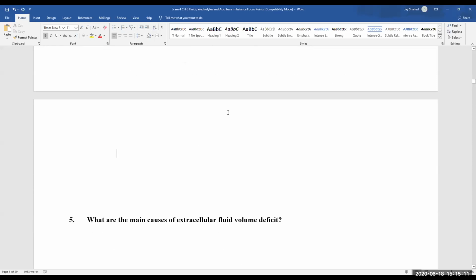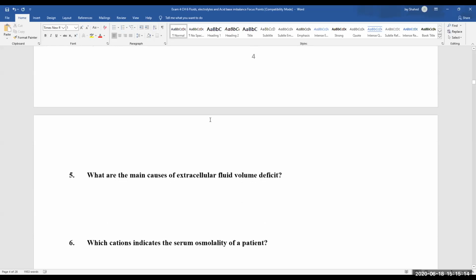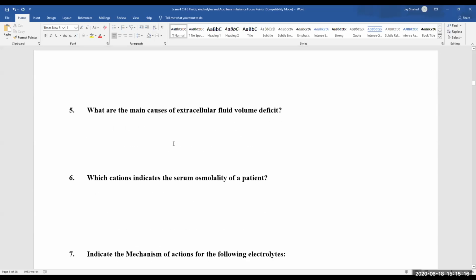All right, what about this one here? What are the main causes? Extracellular deficits. So what are some of the causes for extracellular?